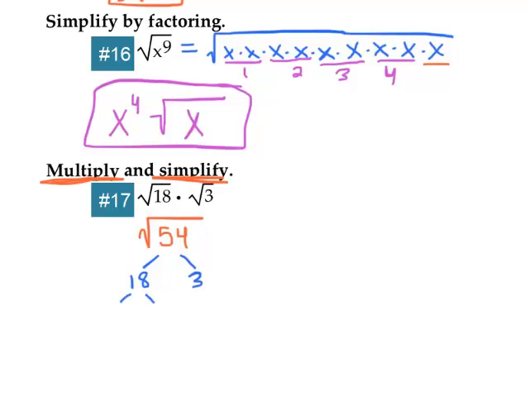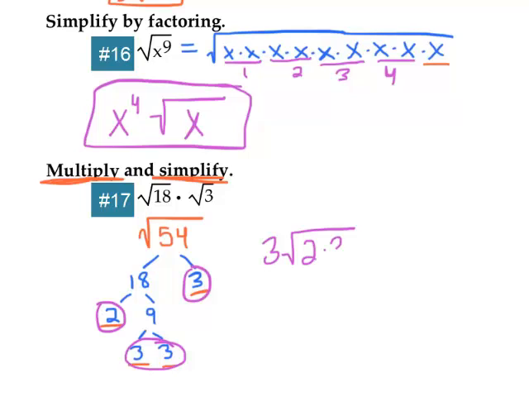18 can be 2 and 9. 9 is 3 and 3. And this 3 right here doesn't split off into anything. So if we're looking at just the end of our tree, we're looking at these 4 numbers, and we're going to say, what are our pairs of numbers? Well, I have a pair of 3's right here, so that means I need a 3 on the outside. I have a 2 and a 3 left over, so those go on the inside. Since there's more than one thing on the inside, I multiply that together. 2 times 3 gives me 6, so this is 3 square roots of 6.